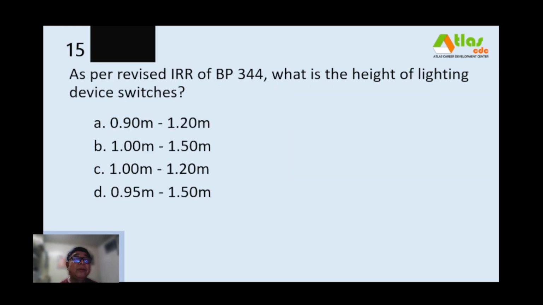Number 15. As per revised IRR of BP344, what is the height of lighting device switches? A. 0.9 to 1.2 meters. B. 1 meter to 1.5 meters. C. 1 to 1.2 meters. And D. 0.95 to 1.5 meters.